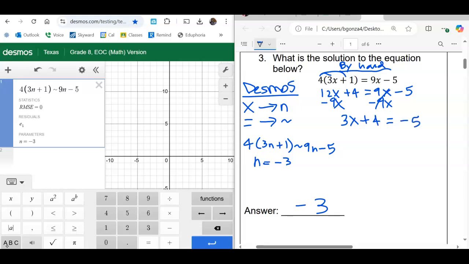Bring down negative 5. Get rid of that positive 4. The opposite is minus 4 on both sides. So we get 3x equals negative 5 minus 4, which is negative 9. And then we divide by 3, and negative 9 divided by 3 is negative 3. Cool. So whether you type it in Desmos with n and squiggle, or you solve it by hand using order of operations, making no mistakes, you get negative 3.